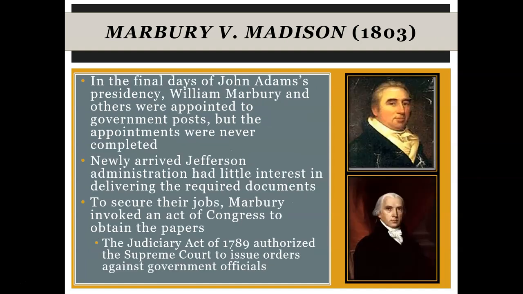So, John Adams, our second president, he loses re-election to Thomas Jefferson. They are of different political philosophies, different political parties. In the final days, Adams is attempting to rapidly appoint his loyalists to government posts, so that when he left, Jefferson would have to work with Adams' people, people who believed the same things about government that Adams did.